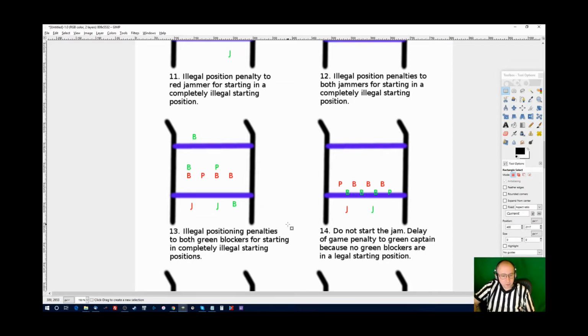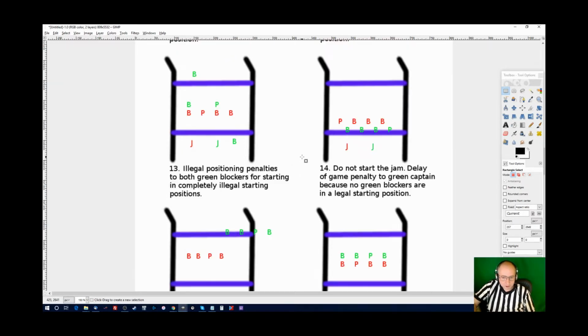Thirteen. Illegal position penalties to both green blockers for starting in completely illegal starting positions. One, of course, is completely ahead of the pivot line. The other one completely behind the jammer line. So each of those would constitute a penalty.